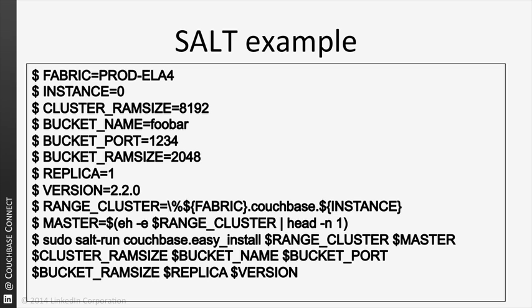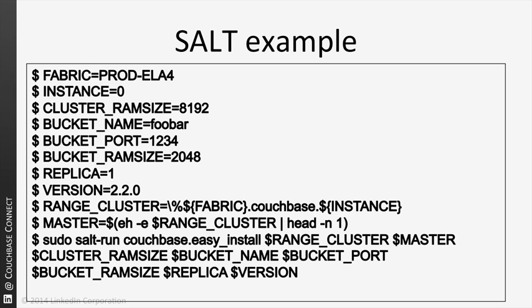If any of you are familiar with range as the cluster manipulation tool, we use that heavily within LinkedIn. So I'm just setting instance 0. I'm setting the RAM size per box, the bucket name I want to use, the port it's going to run on. The first one was the total amount of RAM for the cluster, then per host, the number of replicas I want, the version of Couchbase I want to install on the cluster. And then I give it basically the range definition of the cluster.